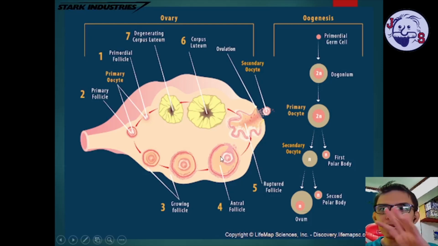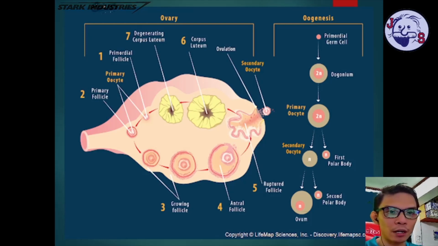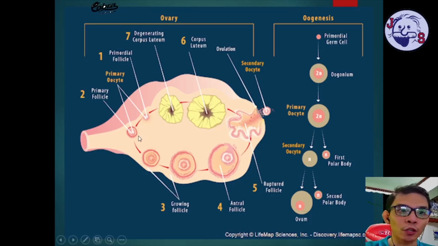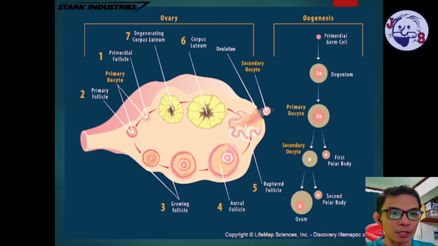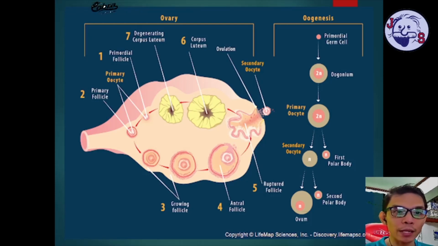Now, just to tell you something about this cycle, the cycle does not continue forever. This cycle stops at a certain point in a female's lifetime. It will stop. And also, the quality of the egg is affected by the age of the female. The quality of the egg itself. So that's the things that you should take note of in the egg production in females.